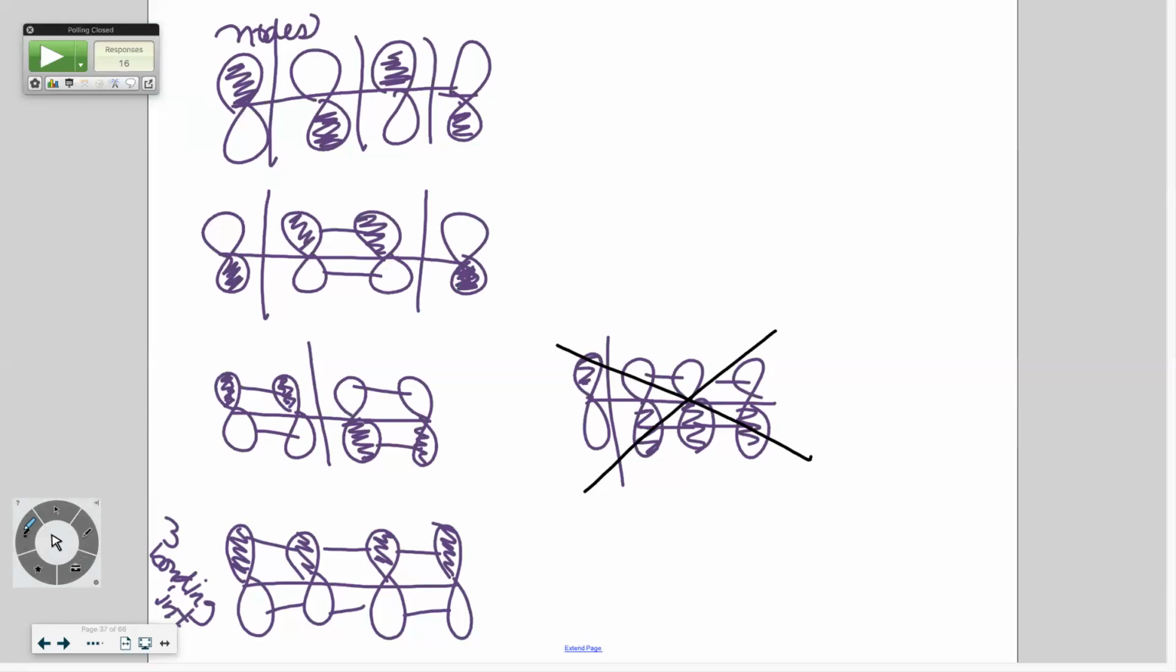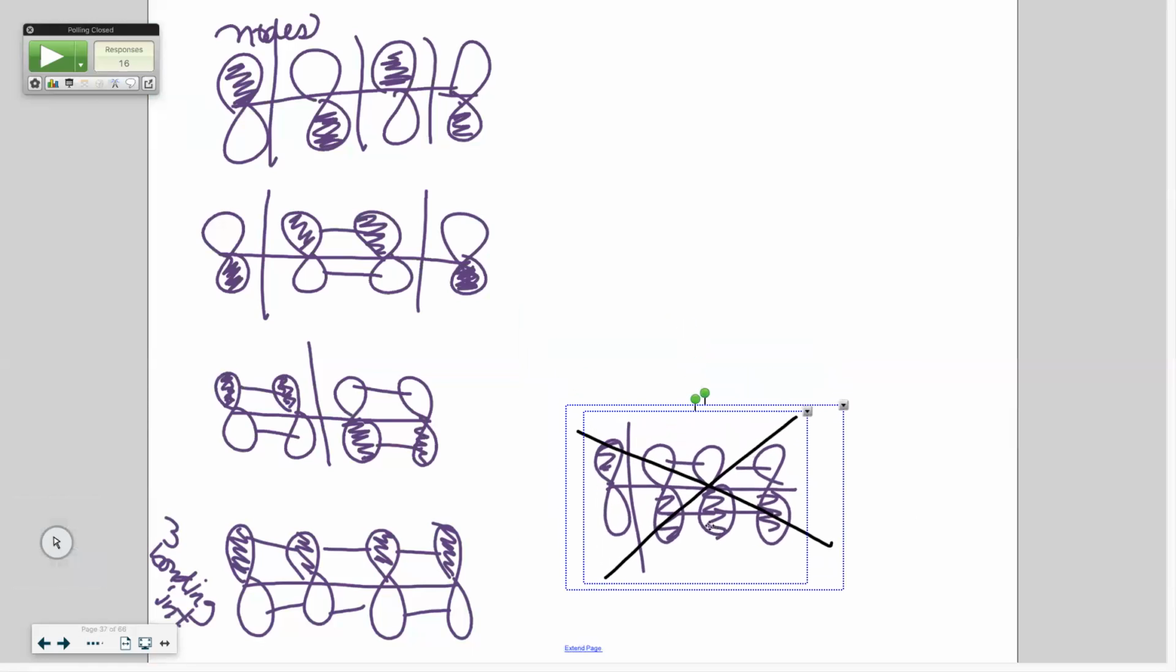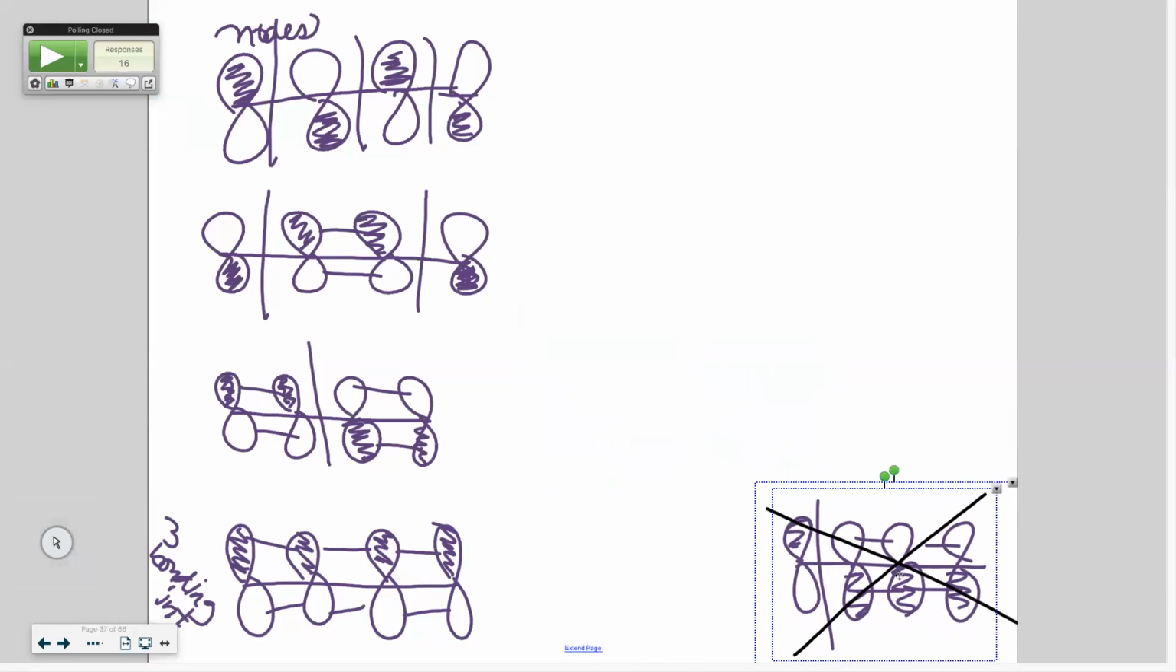I wonder if I could select this and move it. What do you think? Ooh, looky there. All right, I'm going to try that because I want some space. Okay, because now we're going to name them and do all the stuff.